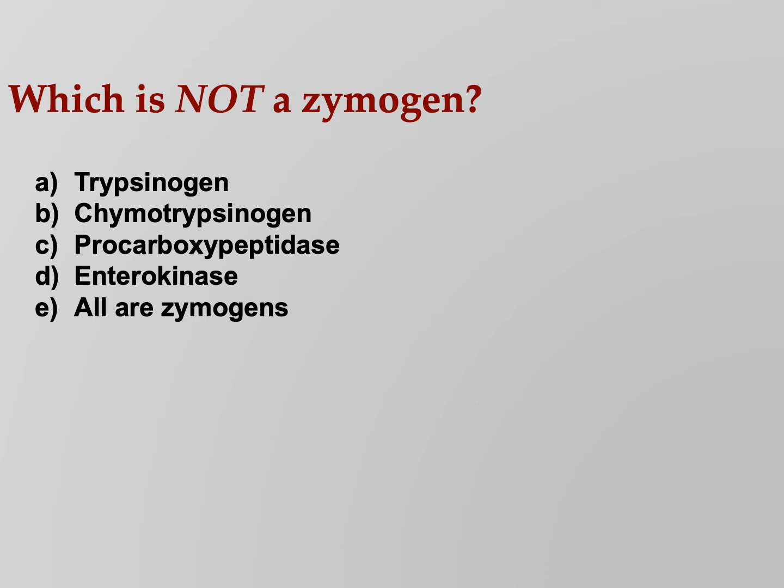Which is not a zymogen? Trypsinogen, chymotrypsinogen, procarboxypeptidase, and enterokinase are all our zymogens. Pause the movie, figure out your answer, then move on when you're done.